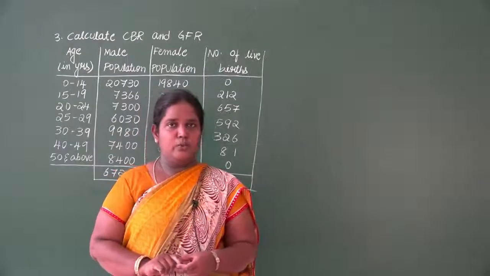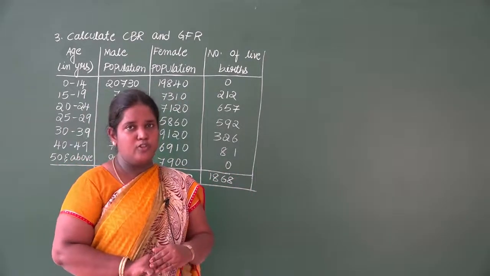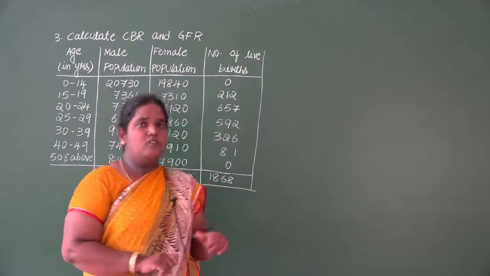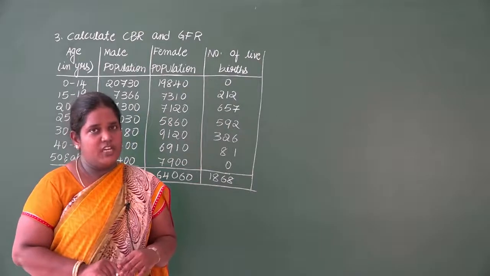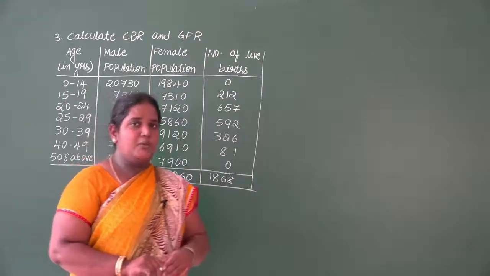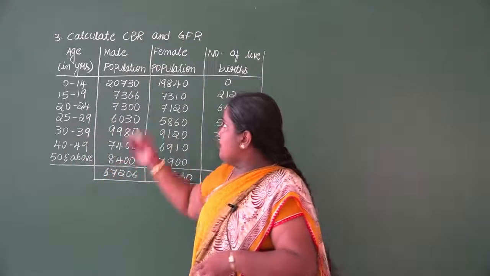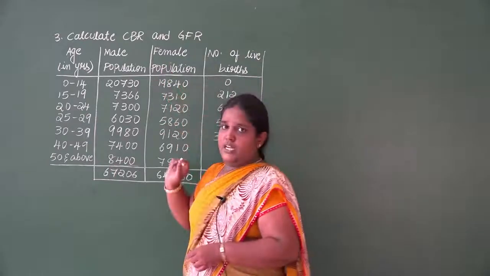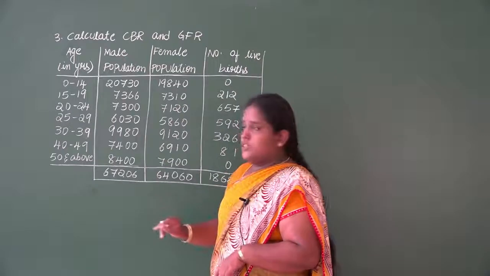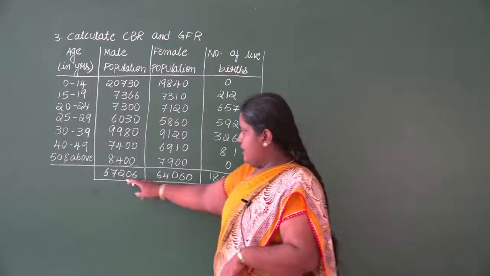Okay, now we'll start with the next problem. Calculate CBR and GFR. I have included both topics, crude birth rate and general fertility rate. Individually, crude birth rate and general fertility rate problems will not be asked in 5 marks. They will be asked only in 2 marks. If it is to be asked in 5 marks, it will be combined like this. Calculate CBR and GFR. For the CBR, we need the complete total of the male population and female population, which I have added here already.